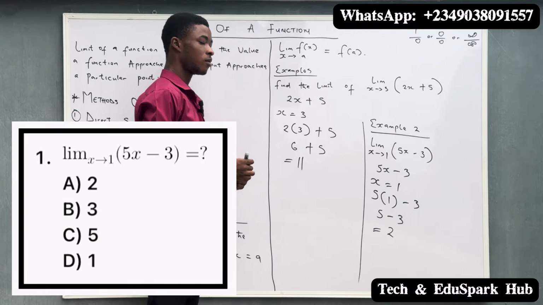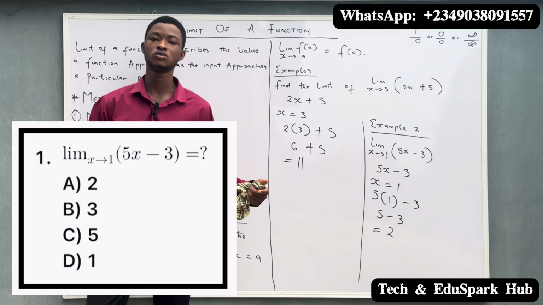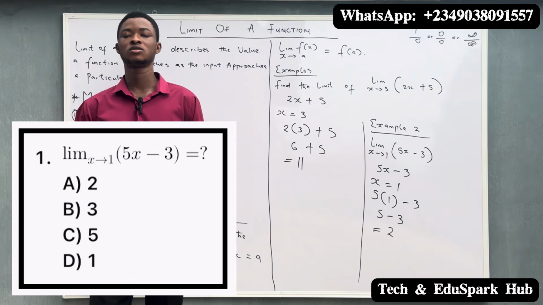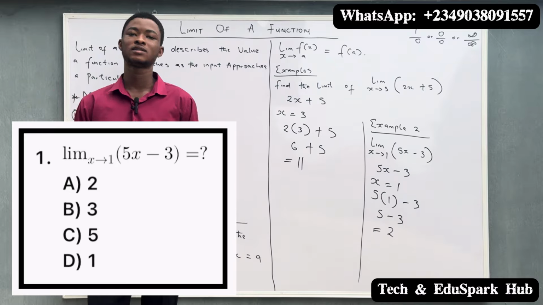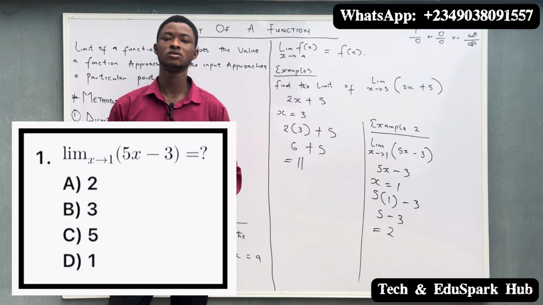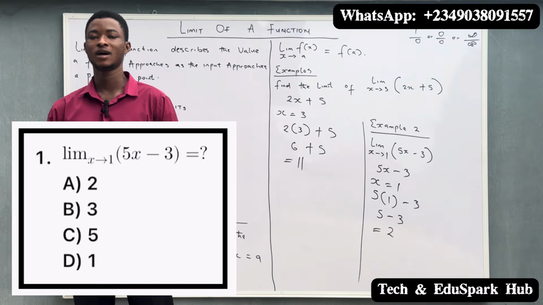So you can see option A is correct for this kind of question. So 2 is correct. And this is the way you use the direct substitution method. Just find what your x tends to, and in this case it is 1. Once you get that, you can just easily substitute directly and you will get your final answer.